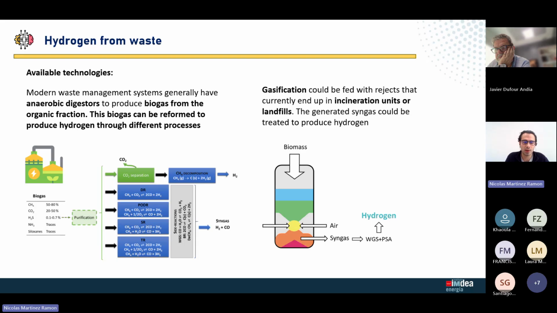We have dry reforming. Then we have partial oxidative dry reforming, which not only converts methane with CO2 to syngas, but also utilizes a part of the methane to be burned and cover the energy demand. Then we have steam reforming, which is very well known because it's a conventional way to produce hydrogen, although from natural gas. And then we have tri-reforming, which is a combination of the three reactions.